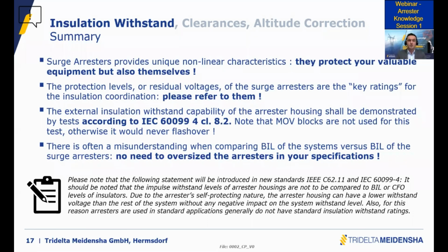So as a conclusion, surge arresters have unique non-linear characteristics thanks to the metal oxide varistors. They protect the equipment, but they also protect themselves first. So you should always refer to the residual voltage. Those ratings, protection level and residual voltage, are the key ratings for insulation coordination.